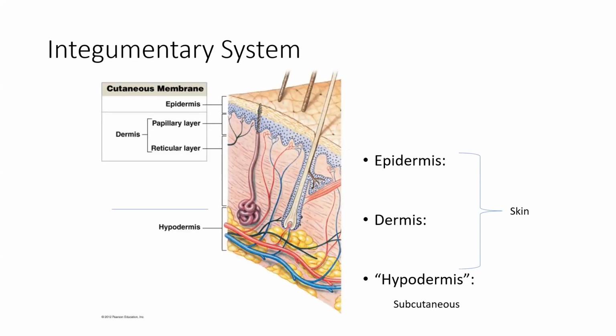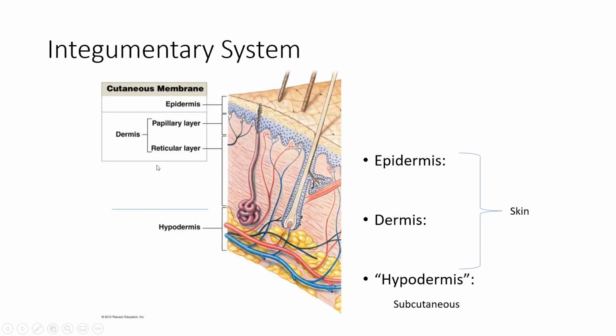The integumentary system is comprised of three main layers listed here. From superficial to deep, you have the epidermis, comprised of epithelial tissue. There are 4 to 5 layers that you find in the epidermis, which we'll talk about on the next slide. The second layer is the dermis. The dermis is comprised of connective tissue. There are 2 layers within the dermis.